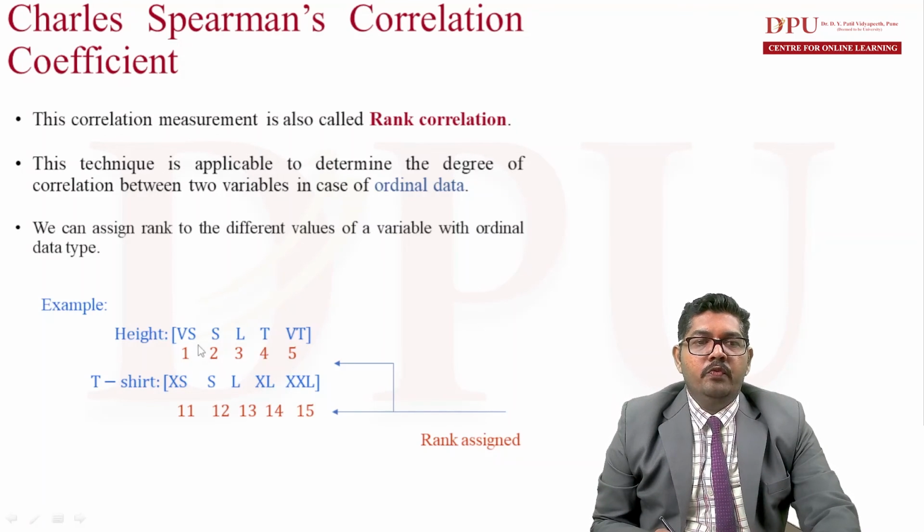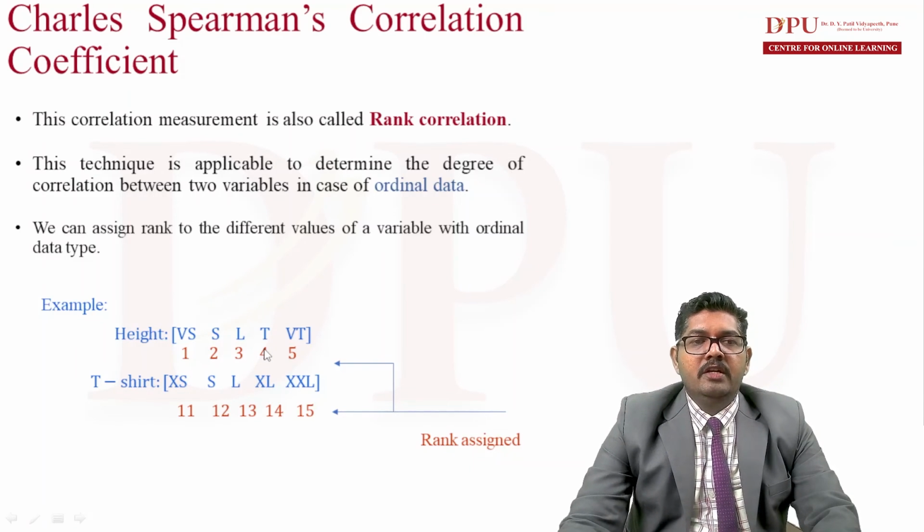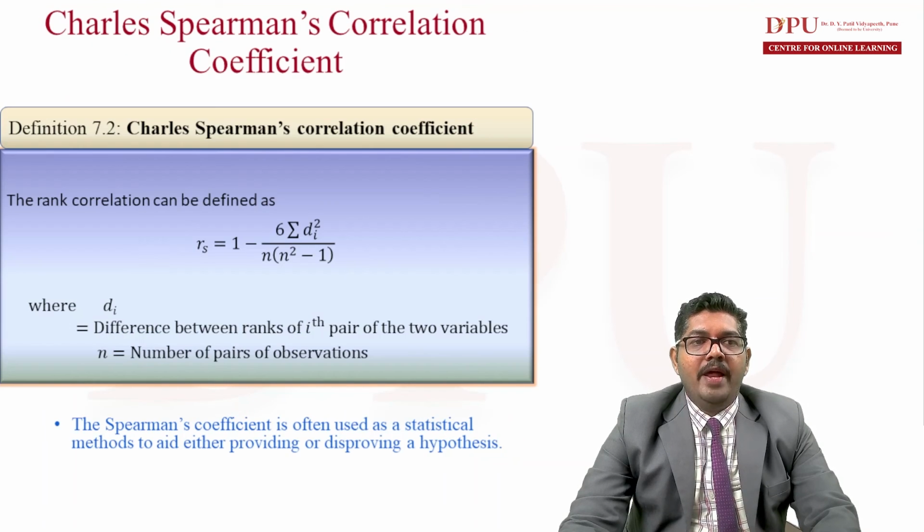So we have height here: VS, S, L, T and VT. This is categorical data, and we have t-shirt sizes XS, S, L, XL, double XL. Right, these are the values. Now we can assign some ranks to it. For XS, extra small, we assign 11. For small, we assign 12. Large, 13. Extra large, 14. Extra large, 15. Similarly for height: very short, short, then L, then tall and very tall. So we can again assign values to it, and we can judge the Spearman's correlation coefficient from these values.